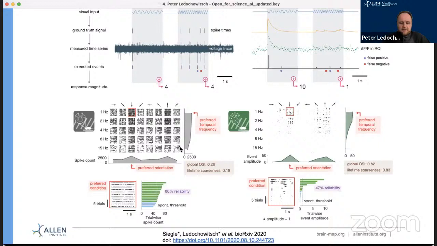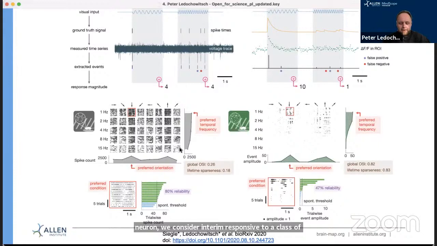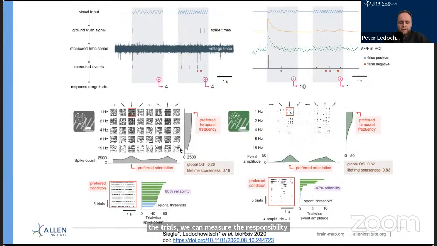These spike counts, event magnitudes integrated over trial duration, form the basis for computing functional metrics for each neuron. We consider a neuron responsive to a class of stimuli, such as drifting or static gratings, when for any combination of stimulus parameters, the elicited responses are larger than the 95th percentile of spontaneous activity on at least 25% of the trials. We can measure the responsiveness of the population as a fraction of neurons that are responsive. For the responsive neurons, we can further find the preferred stimulus parameter value that elicits the largest response, as well as calculate how reliably that response exceeds spontaneous activity trial to trial.